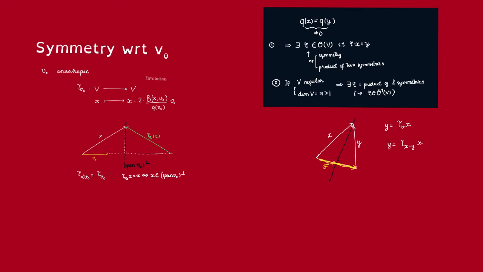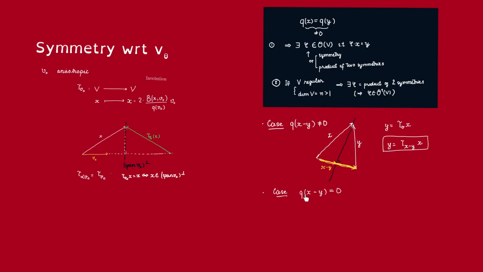So we see that we can just write y as tau x minus y of x. Except not quite, so there's some problem with this argument. What's the problem with this argument? Well, over here we haven't accounted for the fact that x minus y might be isotropic. It might have norm 0. So this is the answer only in the case when x minus y is not isotropic.